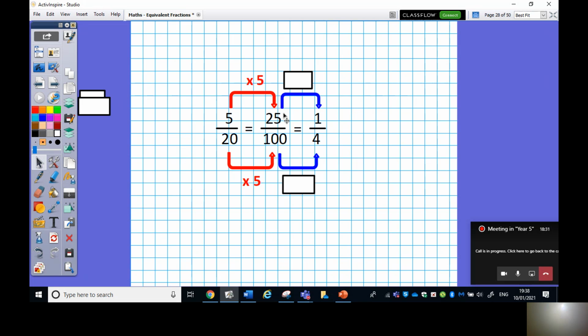What must I do to 25 to get 1? Good, I need to divide by 25. Nice and easy. 100 divided by 25 equals 4. So again, whatever I do to the denominator, I must do to the numerator.